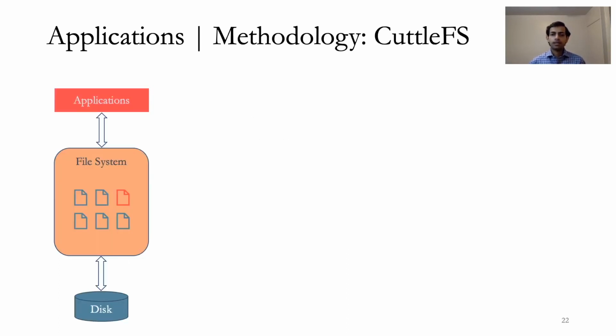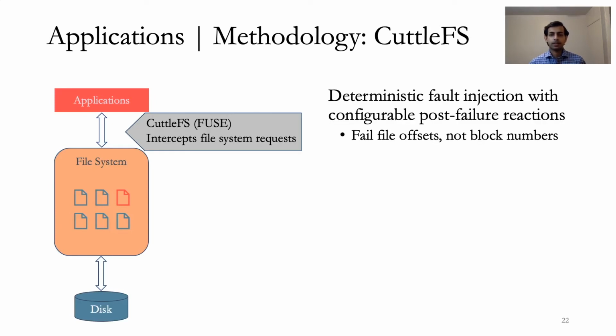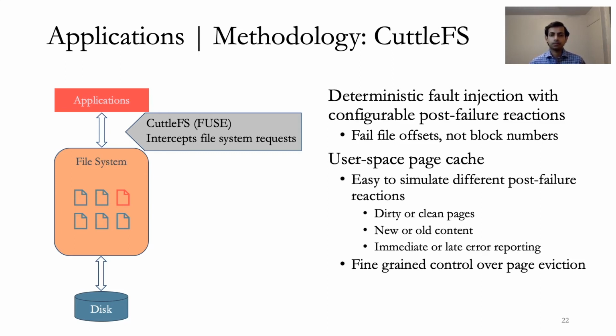We built our own file system in user space called CuttleFS to help inject faults deterministically. We needed this because we didn't want to deal with failing specific blocks. dmloki was useful when the workload was simple, but applications are much more complex, and it's not possible to always get the same block allotted to a file. Using file names and offsets was easier.